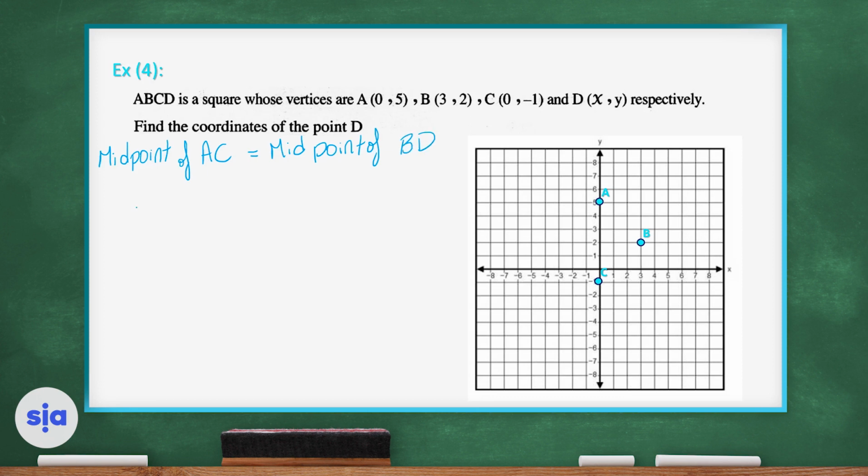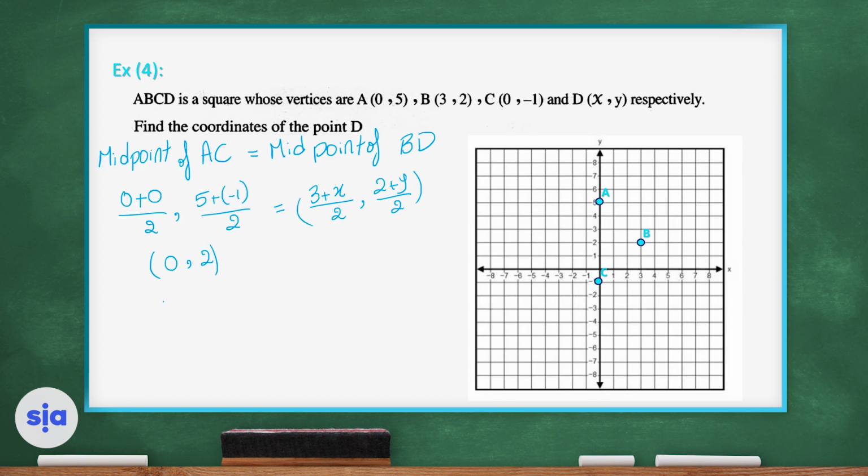Then the midpoint of AC is (0 + 0) over 2 and (5 + -1) over 2. Then the midpoint of AC is (0, 2). It's equal to the midpoint of BD, that here is (3 + x) over 2 and (2 + y) over 2.